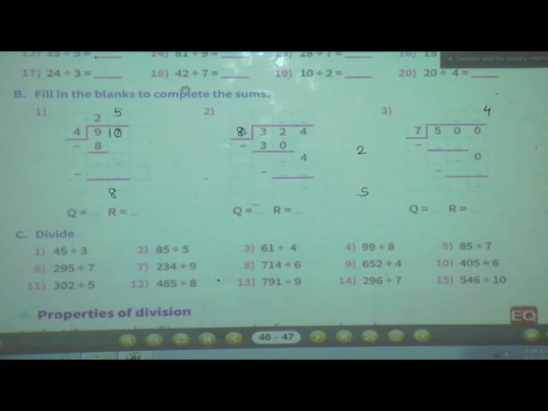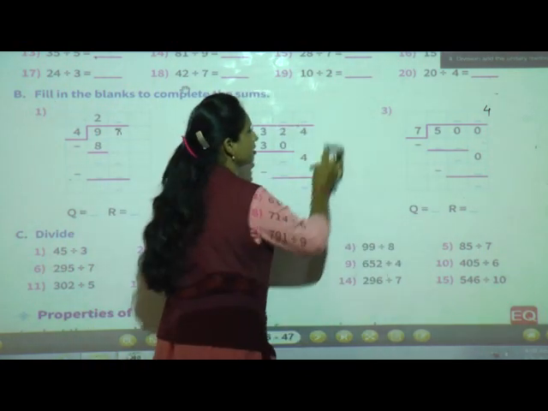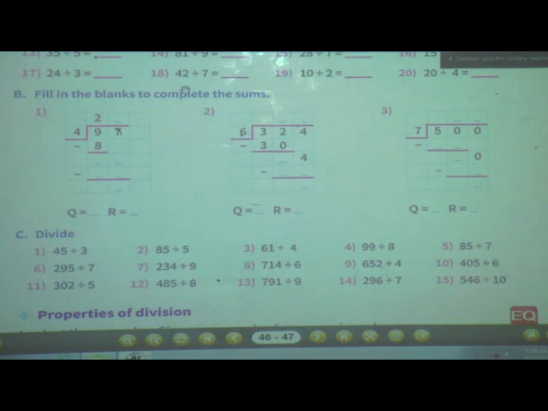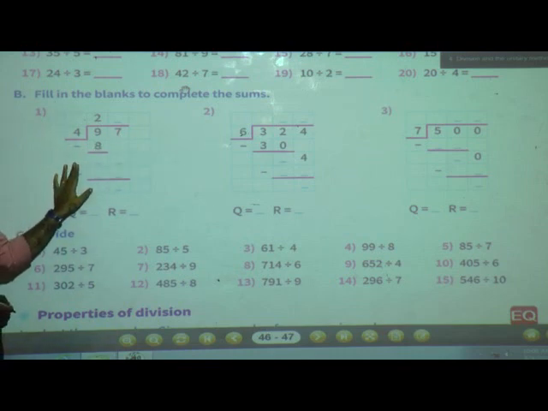Now I will go with the B question. What is the B question, students? Fill in the blanks to complete the sums. They are given 3 sums. Okay. Now 97 division by 4. Okay, you have solved this type of question in grade 3.